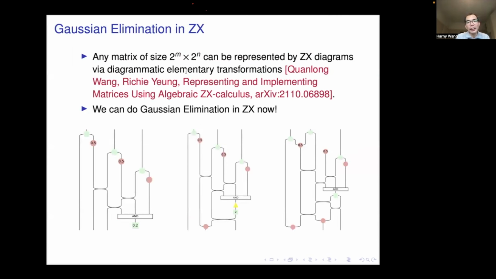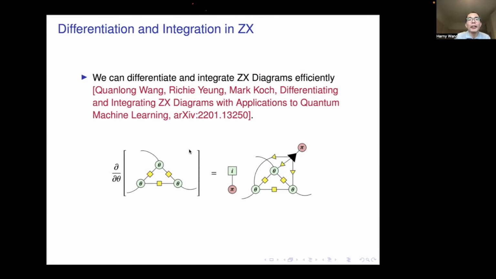And also, any matrix of size 2 to the m times 2 to the n, you can also represent by ZX diagrams, and if you look at the paper, you can do Gaussian elimination using ZX diagrams, not the matrix. Because each ZX diagram represents a matrix, and if each matrix is a real function, then you can do differentiation, right? So you can do matrix differentiation and integration, and you can also do them by ZX diagrams.